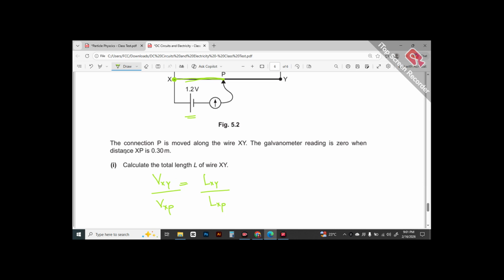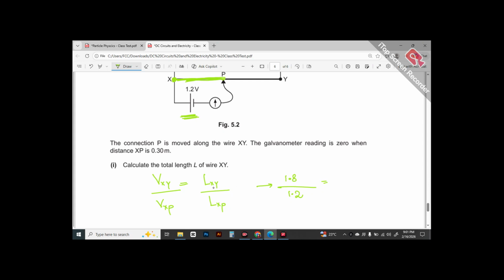So XY is the entire wire, and in the previous part they said that across the entire wire the potential drop is 1.4, and now VXP, that is the potential drop between point X and P. Because they have said that in this condition the galvanometer is giving null point, that is zero deflection, this makes me conclude that in this position the potential drop across XP is exactly equal to the potential drop of the cell here, which is 1.2.